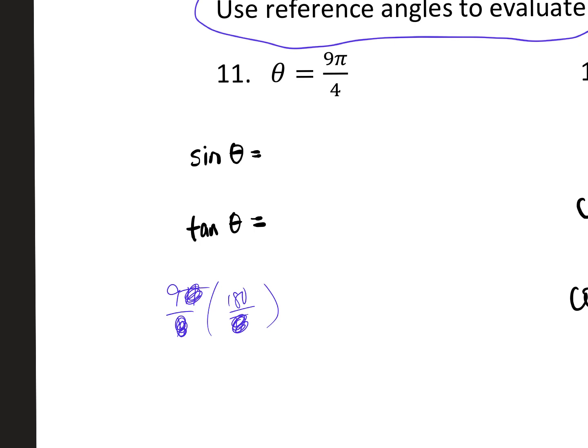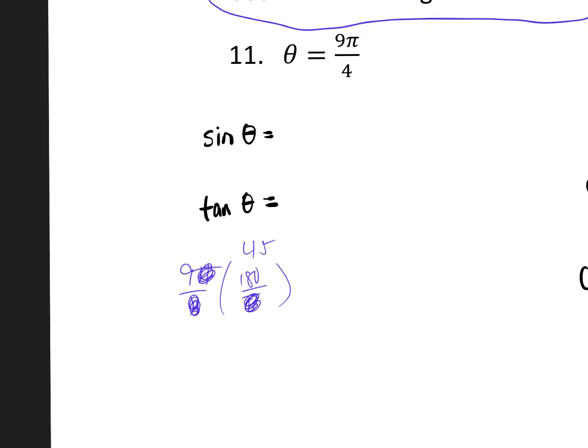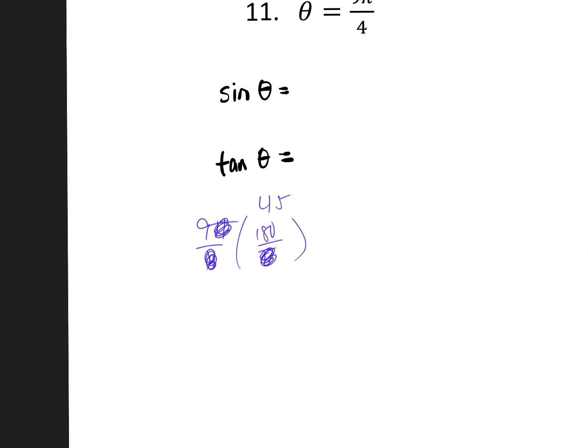Is it 45? Okay. And then what's 45 times 9? 405. So this is 405 degrees. All right, well, that doesn't help me out much. All I know is that's the angle that we're talking about, angle 405.